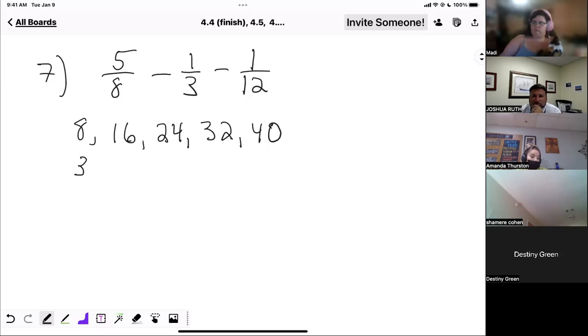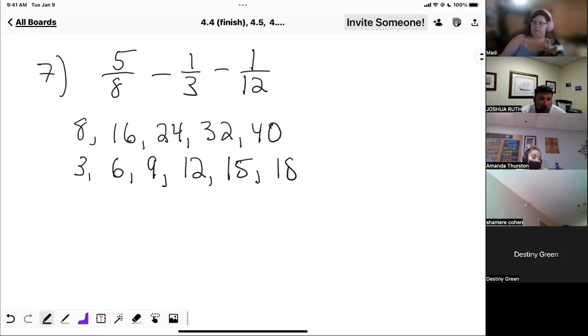So 3. 3 times 2 is 6, 3 times 3 is 9, 3 times 4 is 12. So far, nothing's matching. I keep looking at the numbers in the top to see if I can find a matching one. And I know we have to do 12 still too. All right, 3 times 1, 2, 3, 4, 5 is 15. And then 18, 21. Notice nothing matches yet, right? 24. Oh, I got 24.